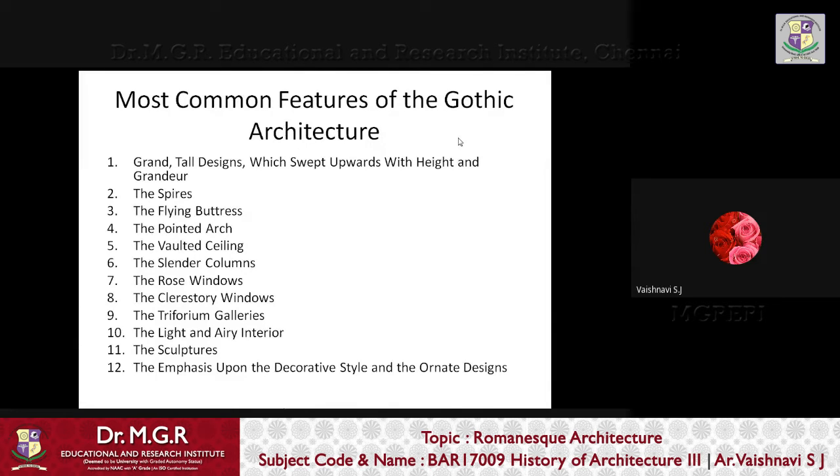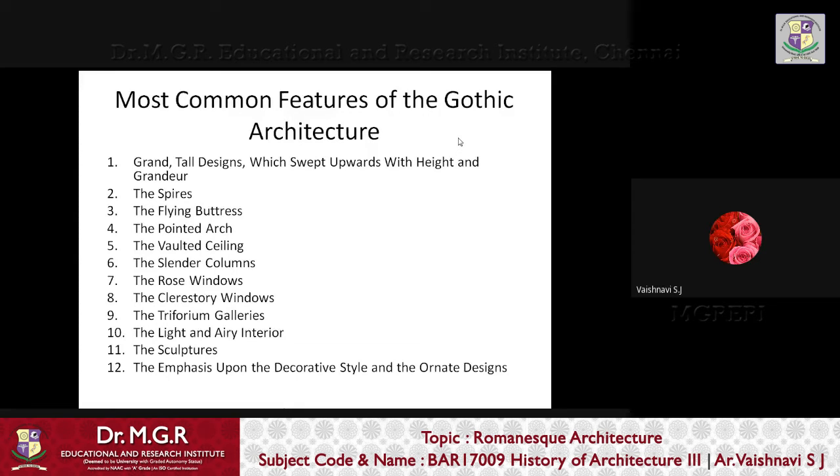And the next one is the rose windows. They were always using rose windows, and clerestory windows were also used. The rose window is a circular element, and clerestory windows are used at the height of a ventilator. When you give a ventilator at home, where will you give it? It will be given above 7 feet, right? Likewise, they will be providing the clerestory windows above that.